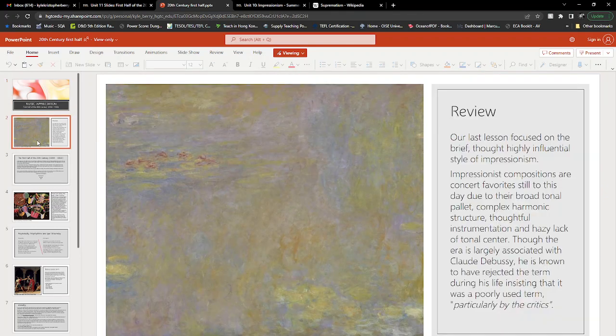So, quick review. In our last class, we focused on the brief but highly influential style of Impressionism. We looked at it in visual art, and we also looked at it in music. Impressionist composers are still concert favorites. All the great symphony orchestras around the world still play a lot of Impressionist music to this day because of their broad tonal palette, complex harmony, and thoughtful instrumentation. And they have this kind of hazy lack of tonal center.